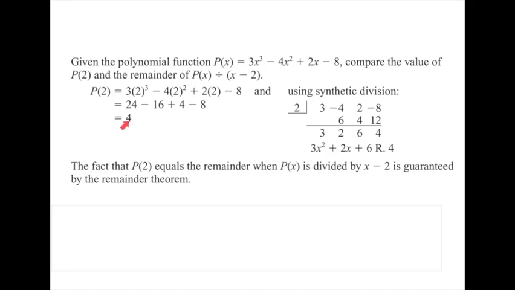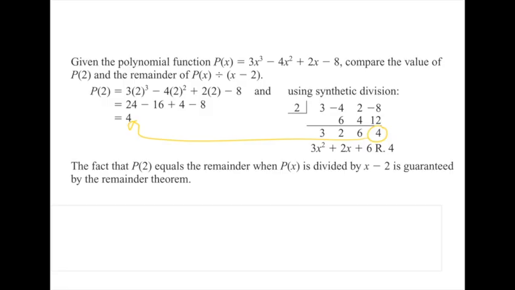Let's do synthetic division. So we took our coefficients, 3, -4, 2, and -8. And we are going to do synthetic division with this. Remember, it's the opposite, right? So x minus 2, we're going to do synthetic division with a 2. 3, add down, multiply up. Add down, multiply up. Add down, multiply up. Look at our remainder. What do you notice about your remainder? It's the same as p of 2. Hopefully, you notice that, all right? That will always be the case.